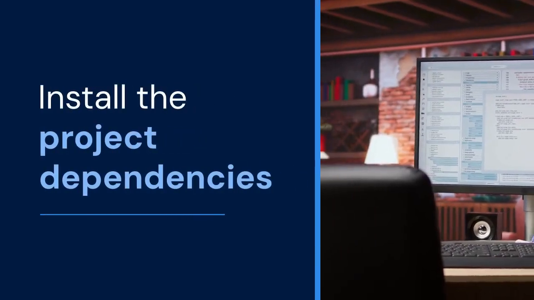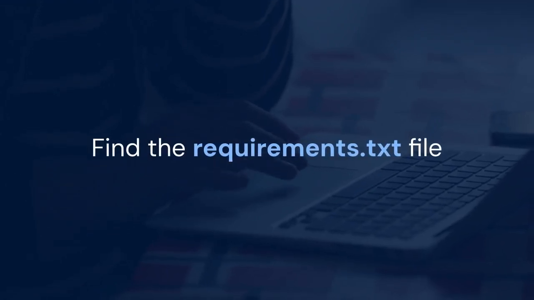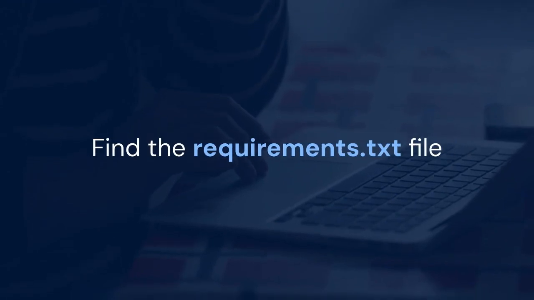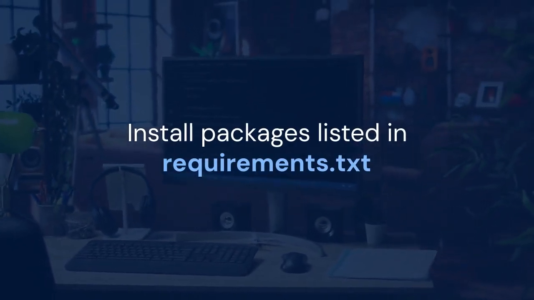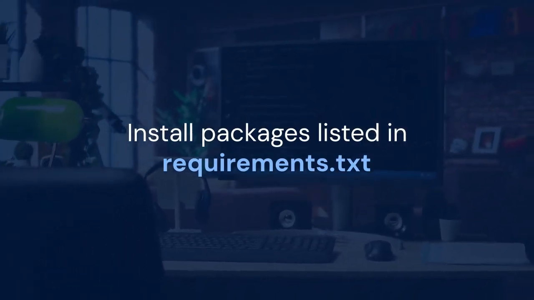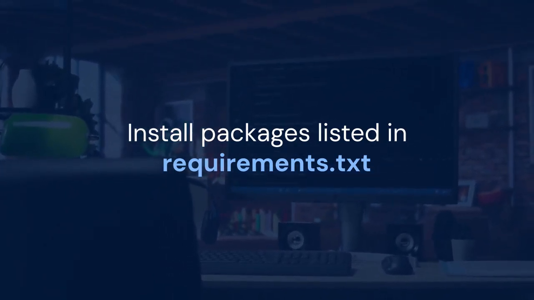Now it's time to install the project dependencies. Find the requirements.txt file in your project. This file lists all the packages your Django project needs. In the terminal, type pip install -r requirements.txt and press Enter. This installs all the required packages. It might take a few minutes, depending on the project's dependencies.